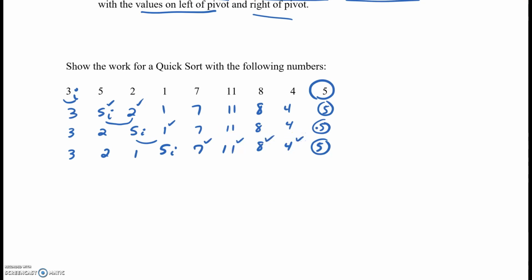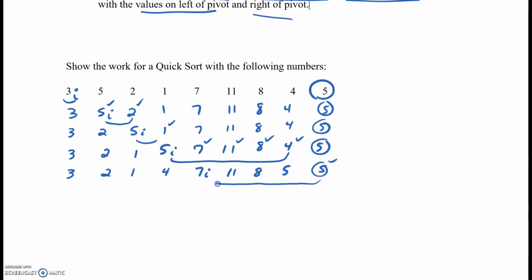We check the 4. 4 is less than 5, so we do have to do a swap. So this goes ahead and swaps with my 5, giving me 3, 2, 1, 4, 7. Move up that I, 11, 8, 5, 5, and now we get to the point where we are checking the pivot. When you're checking the pivot, this is when you would swap the pivot with the I value.